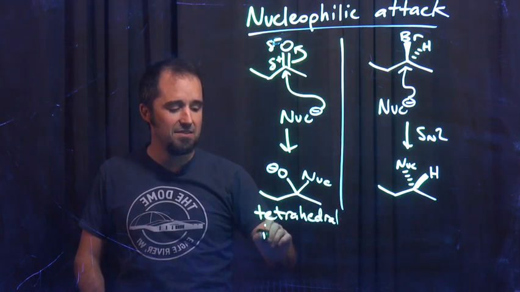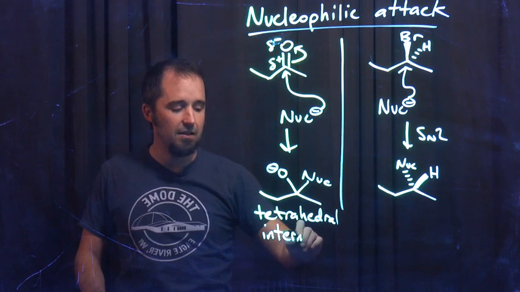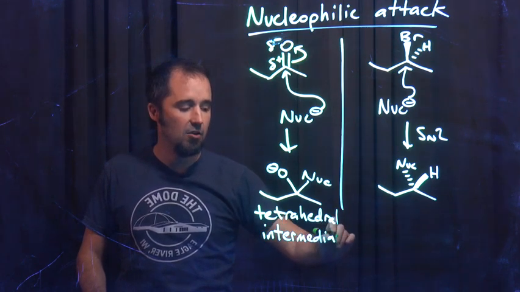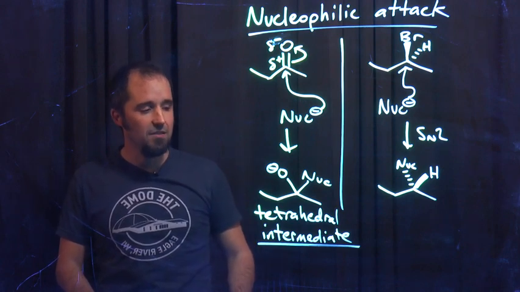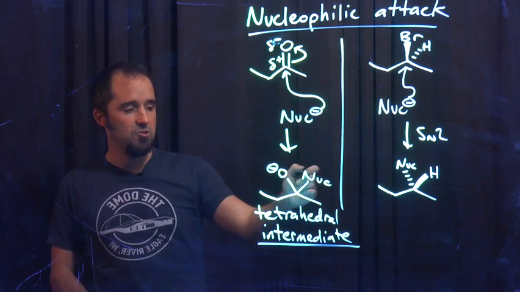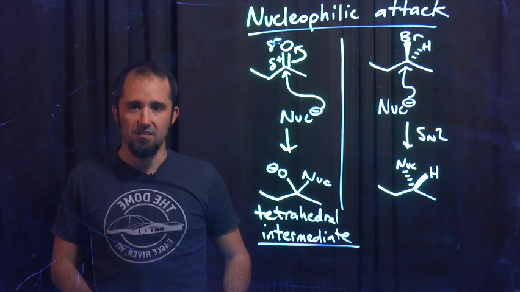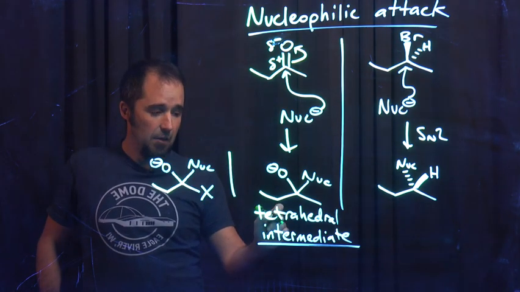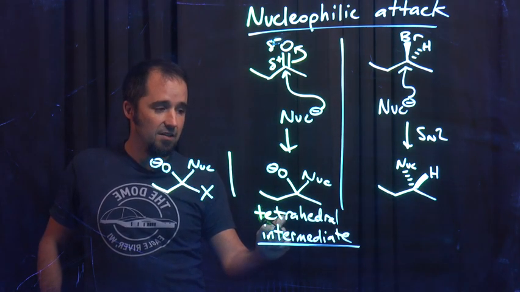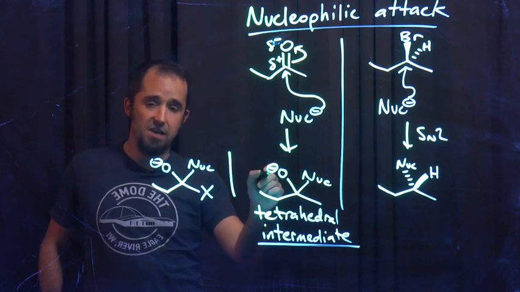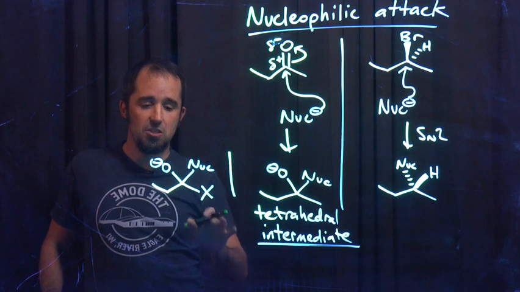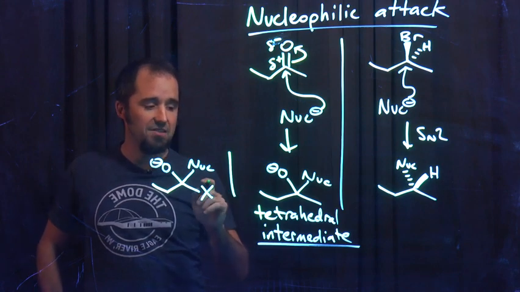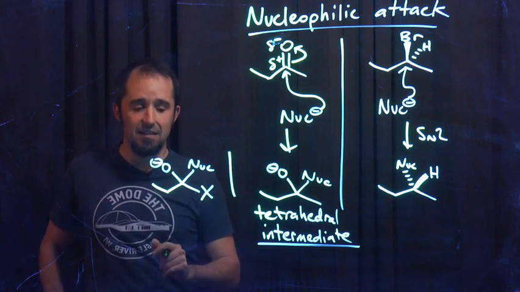Again, when chemists name things, we don't spend a lot of time being creative. So we call this a tetrahedral intermediate because that carbon now has 1, 2, 3, 4 things around it. Sometimes this tetrahedral intermediate is stable. We'll simply protonate it and get the alcohol. But for now, I want to start by talking about cases where the tetrahedral intermediate is not stable.